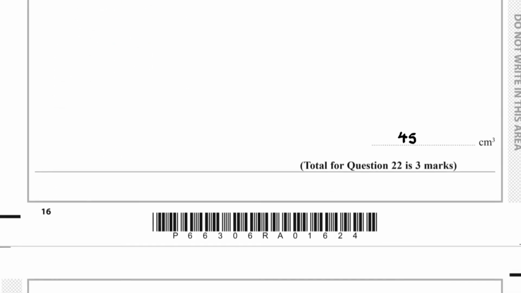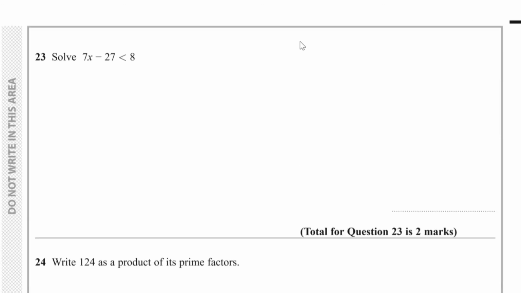So we have 45 pi centimeters cubed. Question number 23, we have to solve 7x minus 27 is less than 8. So the first thing we need to do is add 27 to both sides. This will leave 7x being less than 8 plus 27, which is 35. And then we need to divide both sides by 7. And it turns out we get x is less than 5.